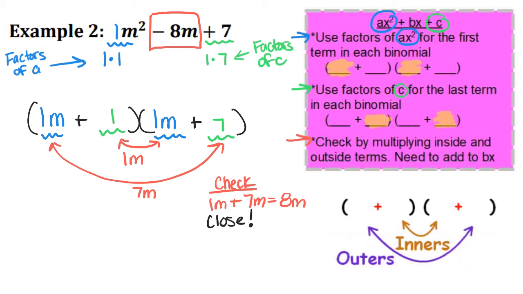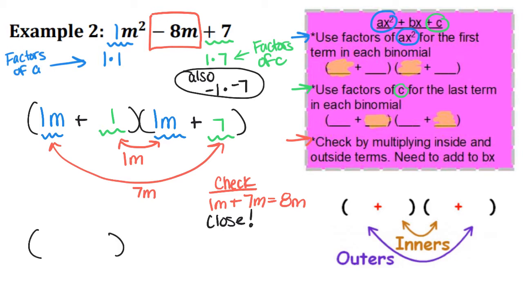So close, but it's not the same sign. So when that happens, let's try to use an opposite sign. So for our factors of c, we used 1 and 7, but we could also consider negative 1 times negative 7. So using two negatives might be a good option.